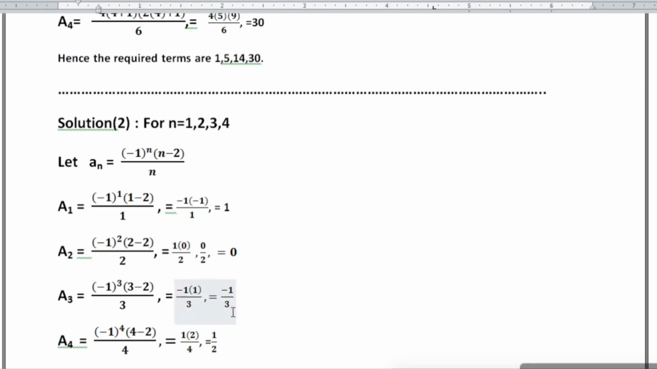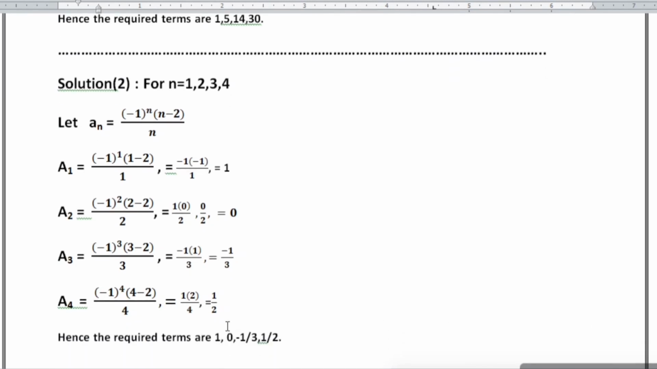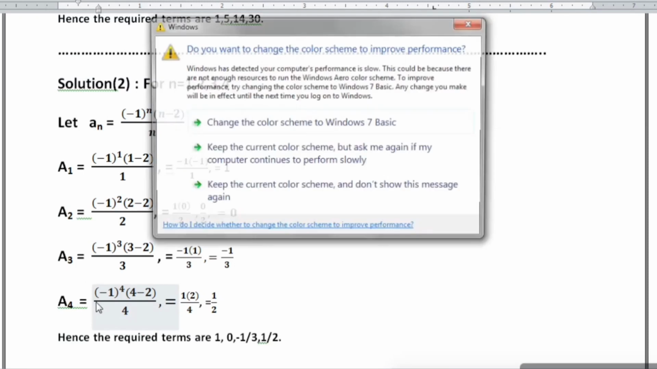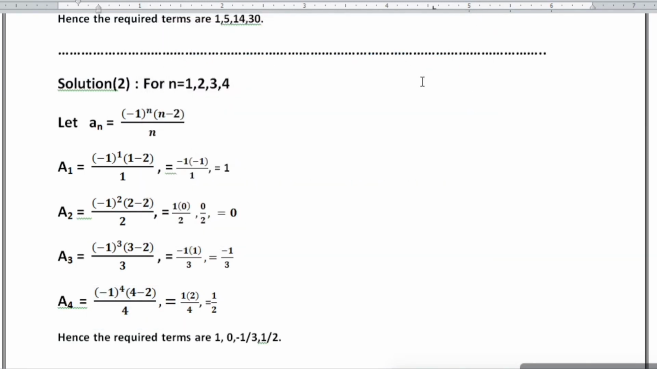Next, for n is equal to 4, minus 1 whole power 4 into 4 minus 2 divided by 4. Minus 1 whole power 4, an even number, gives the answer plus 1. 4 minus 2 is equal to 2, so 1 times 2 divided by 4, which is equal to 1 divided by 2.